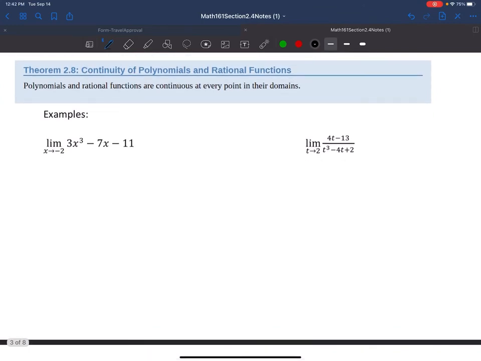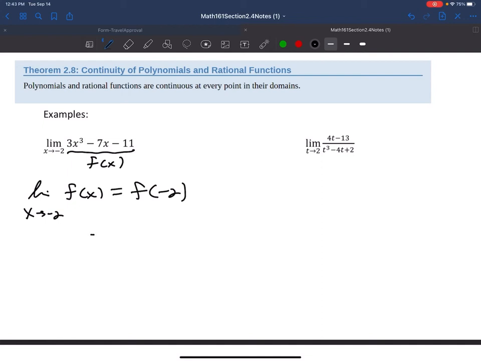Now, polynomial and rational functions are continuous at every point in their domains. So what that means, guys, we've already discussed this in the last section, is that if I'm dealing with a polynomial or a rational expression and I'm trying to evaluate a limit, I can just do direct substitution, because since this is continuous, we know that if I call that f of x, then the limit as x approaches -2 of f of x is just going to be f at -2. The definition of continuity says that the value of the limit at a point is equal to the value of the function at that point.